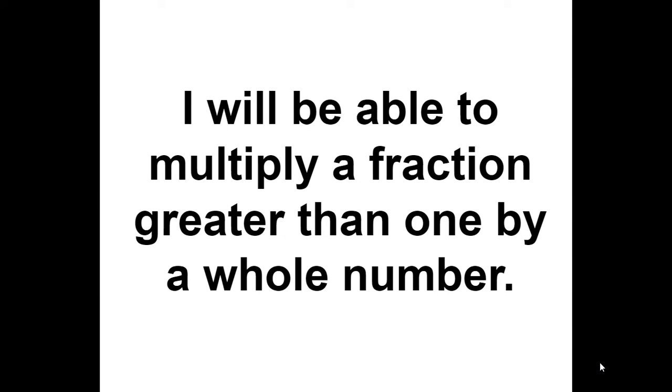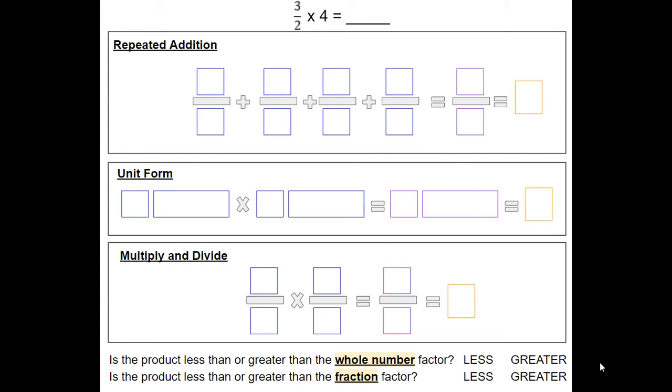Today we'll be learning how to multiply a fraction greater than 1 by a whole number. Let's start by multiplying 3 halves times 4. Notice that in our fraction 3 halves, the numerator on top is greater than the denominator on the bottom, meaning this fraction is actually greater than 1. We could rewrite this as 1 and 1/2. We're going to see how that affects the answer to our problem.